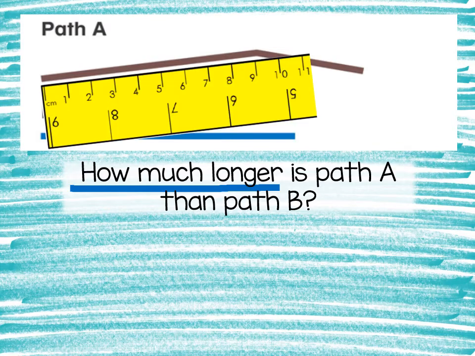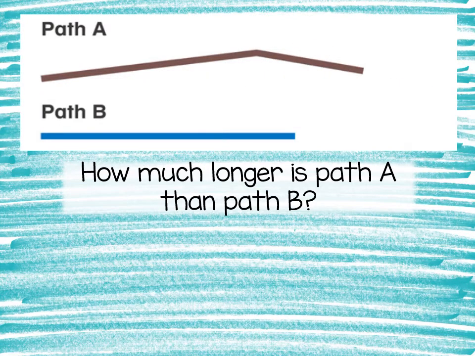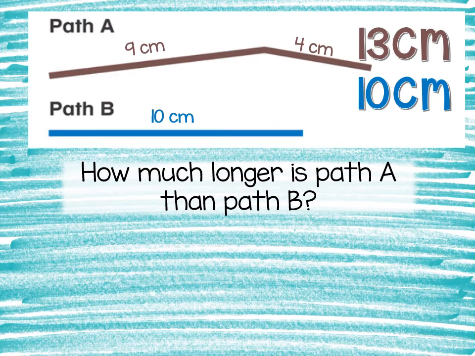So let's measure them. The first part of the brown path is 9 centimeters. The second part of the brown path is 4 centimeters. The blue path is 10 centimeters. So that means that the brown path is 13 centimeters because 9 plus 4 is 13. That blue path is 10 centimeters because it was just one straight line that was 10 centimeters.